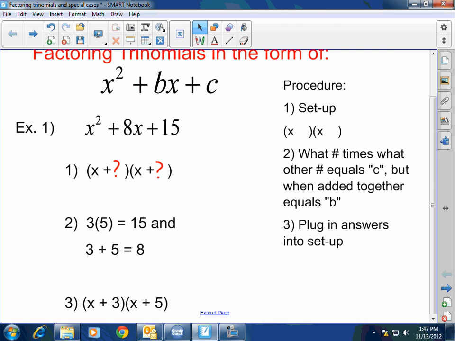No, in the instruction it says it correct. What times what equals c, but when added together equals b. So, then maybe change it. Maybe change it if something is wrong. Thank you. Okay, so does that make sense as procedure, guys? Guys, going once, twice, hello? Okay.